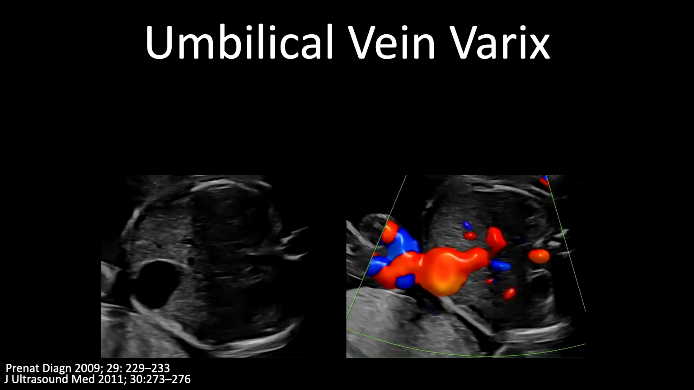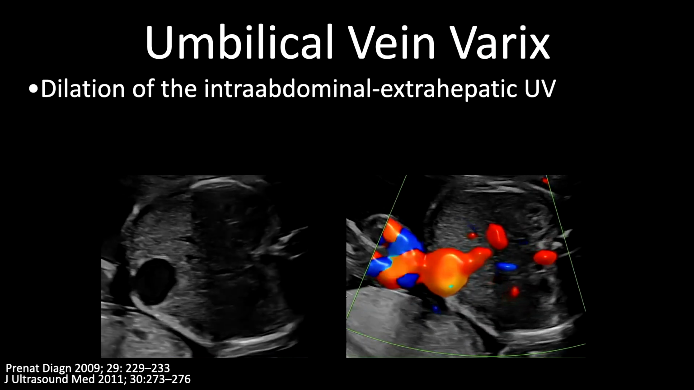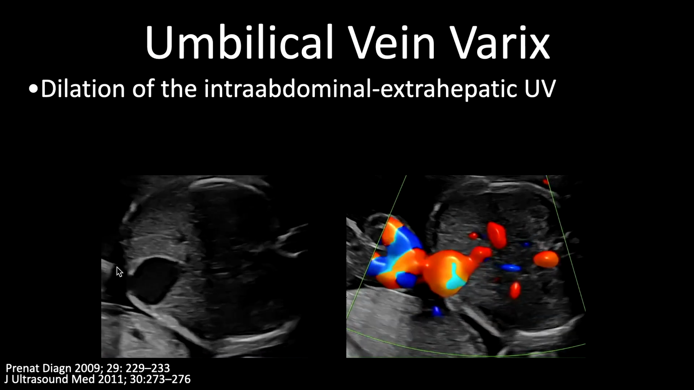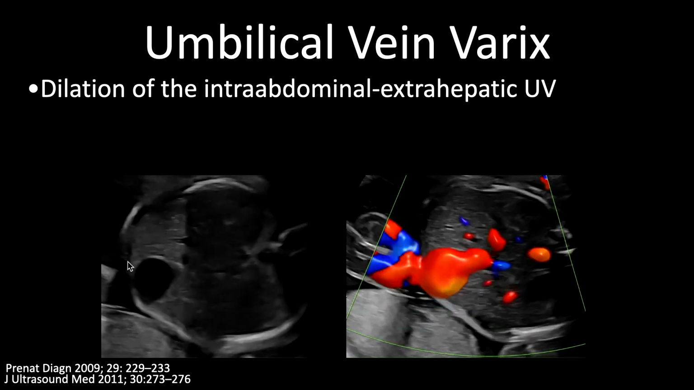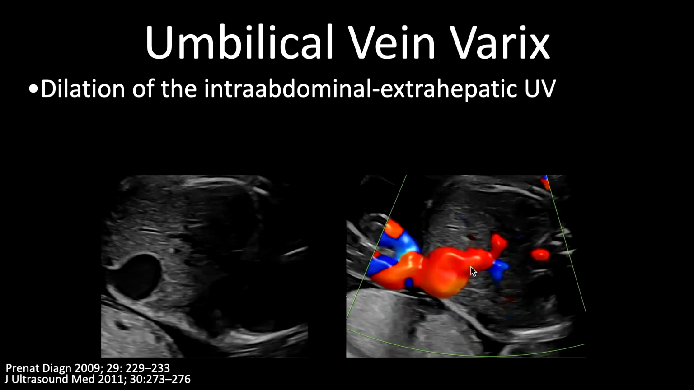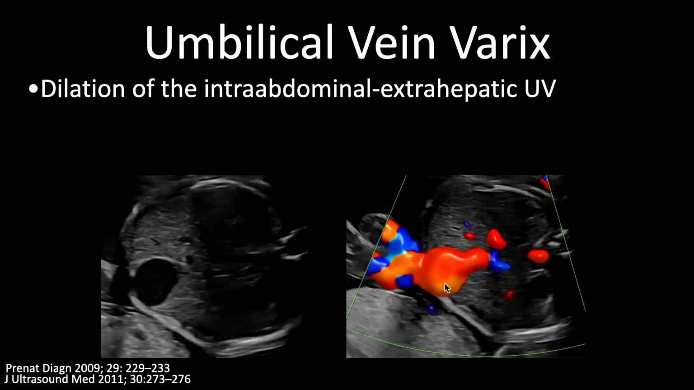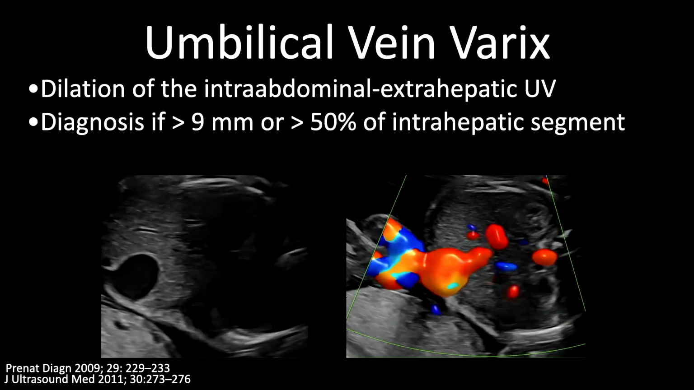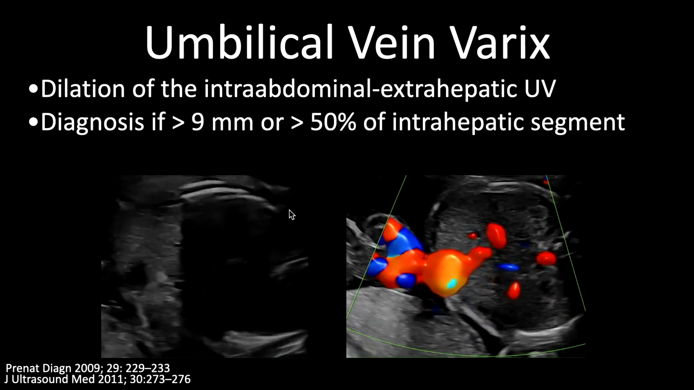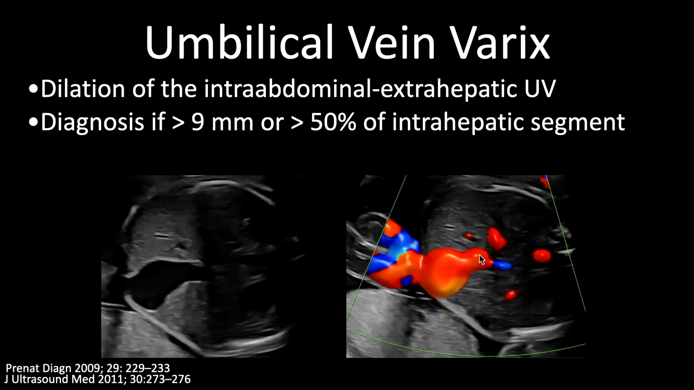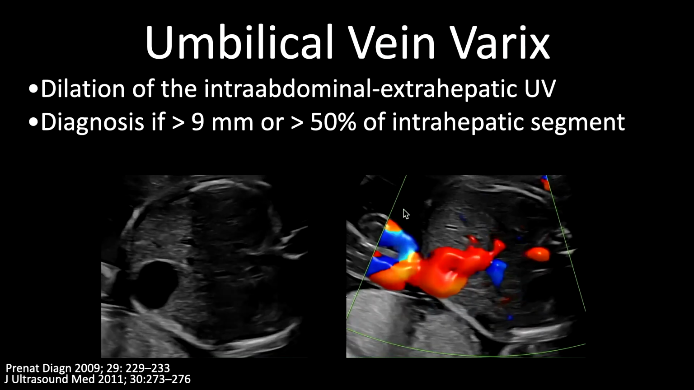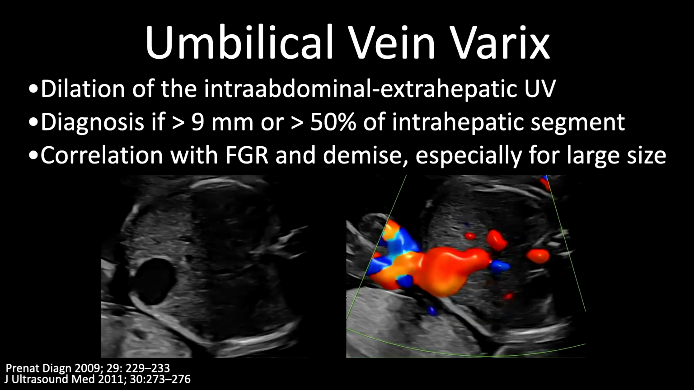Next is the umbilical vein varix. What this means is just the dilation of the intra-abdominal extrahepatic umbilical vein, meaning the umbilical vein is dilated before it really enters the liver. It looks like it's inside the liver, but it's actually right on the outside. And you can see on color Doppler how dilated. There's always aliasing in here, as you see. There's some criteria for diagnosis. Some people use more than 9 millimeters, or more than 50% of the intrahepatic segment. So that's the intrahepatic segment here. If this is more than 50% of that, that's a diagnosis, or simpler to use more than 9 millimeters. Or visually, you can inspect it to see it.